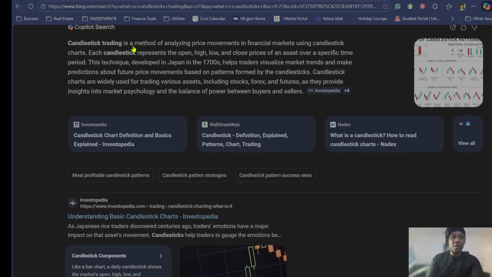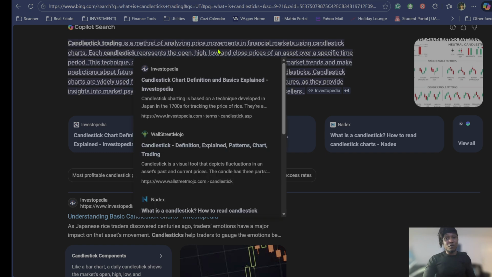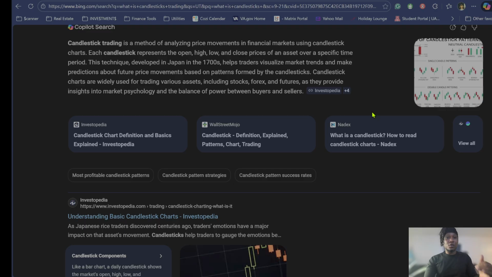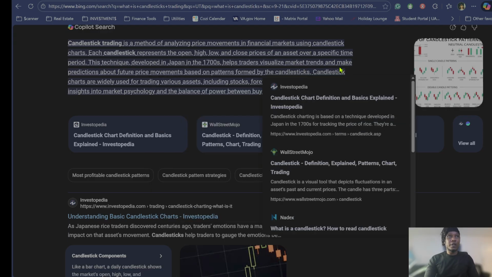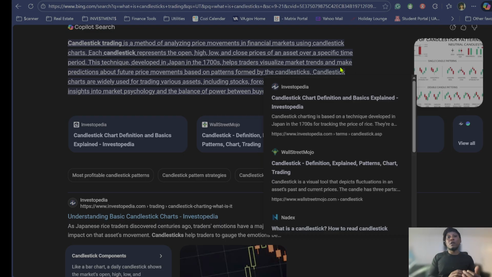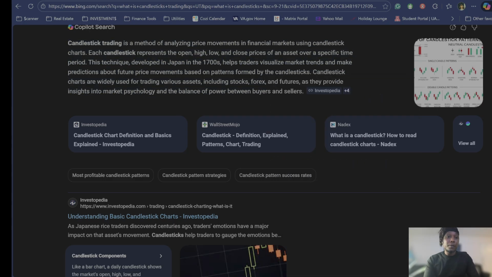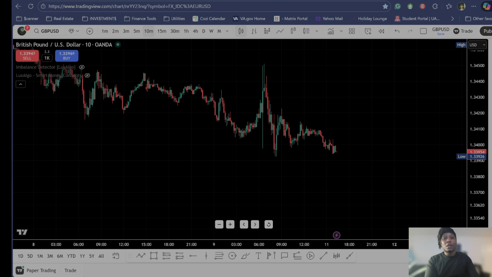So candlestick trading is a method of analyzing price movements. Those little lines that you see, those red and blue things on the charts, those are price movements, okay? Green typically is the buyers and red typically is the sellers, but you could change those colors. You could pick whatever color you want to be the buyers and whatever color you want to be the sellers, okay? So read that, find out what a candlestick is, okay? Let's get back to it.